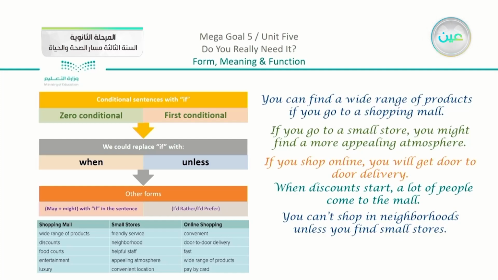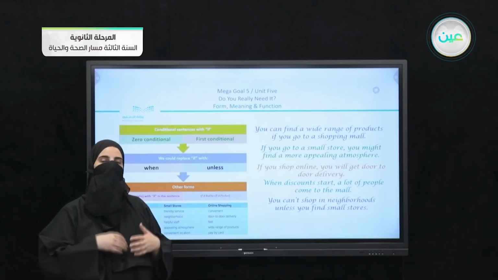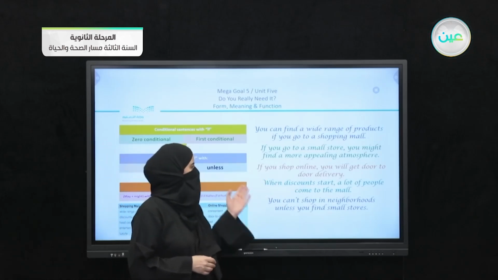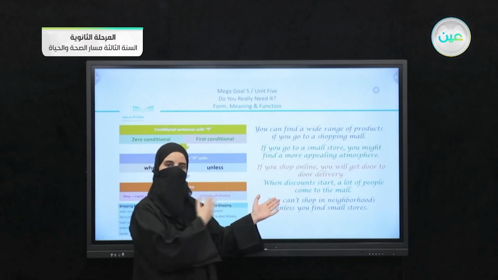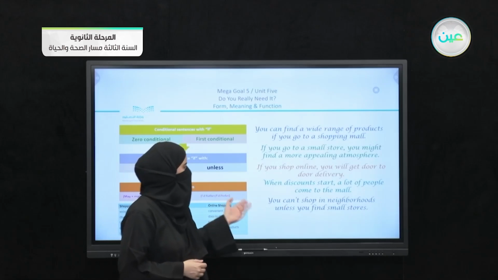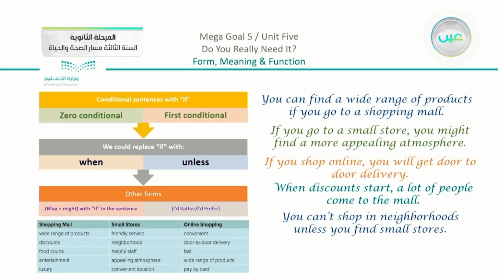We, after that, replaced if using when in the sentence. So you can see it's the same idea, but we replaced if with when. We do have the clause at the very beginning, and there is the comma. So we have here when discounts start. This is the dependent clause, completing a lot of people come to the mall. And the last sentence that we have here, you can't shop in neighborhoods unless you find small stores. So you can see that we used unless in the sentence because there is a negative meaning. You can't shop.